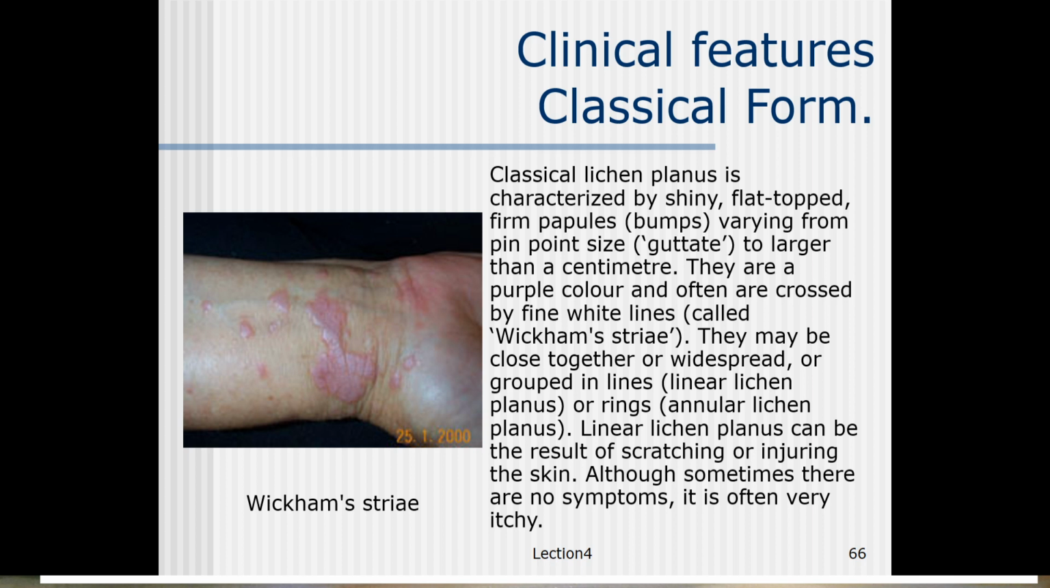Clinical lichen planus is characterized by shiny, flat-topped, firm papules varying from pinpoint size, guttate, to larger than a centimeter. They are a purple color and often are crossed by fine white lines called Wickham striae. They may be close together, widespread, or grow in lines, linear lichen planus, or rings, annular lichen planus. Linear lichen planus can be the result of scratching or injuring the skin. Sometimes there are no symptoms, but it is often very itchy.